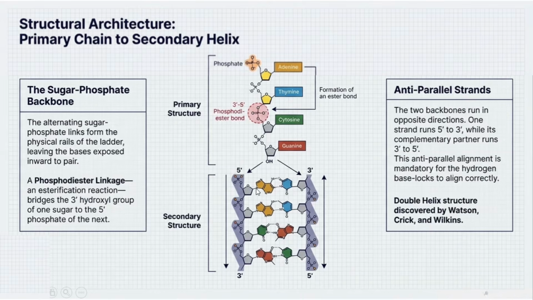And on the inside, there are the bases that are bound to each other. This is adenine, thymine binding to each other. Adenine, thymine, cytosine, guanine. And what is holding them together is the hydrogen bonds in between the bases.